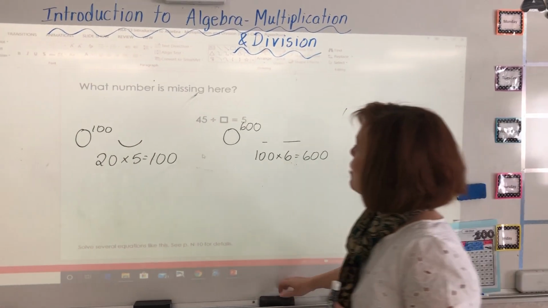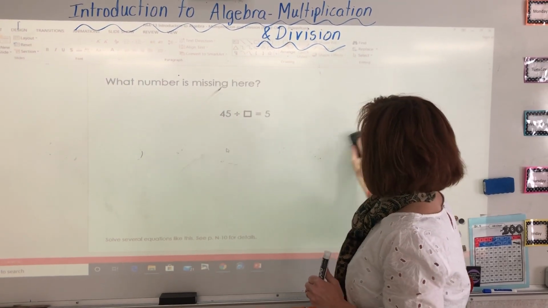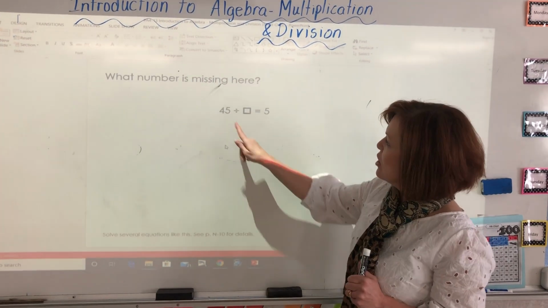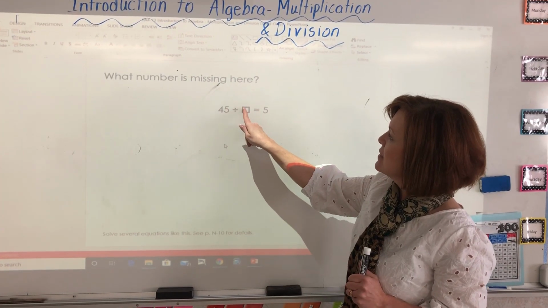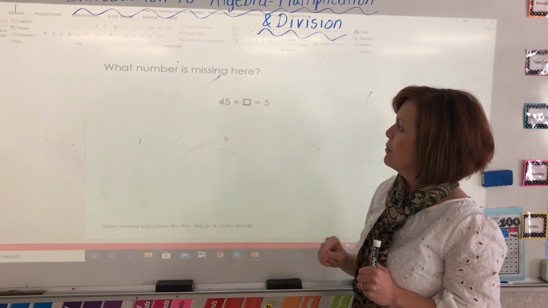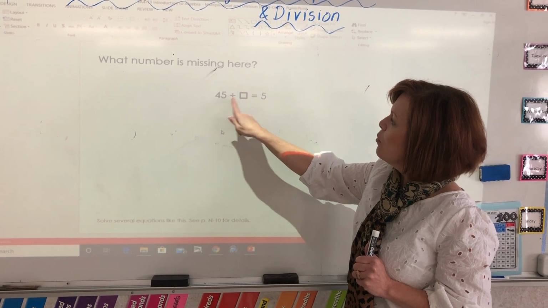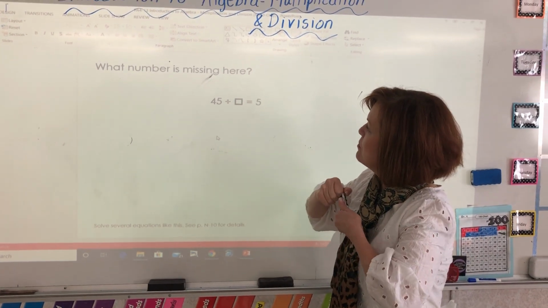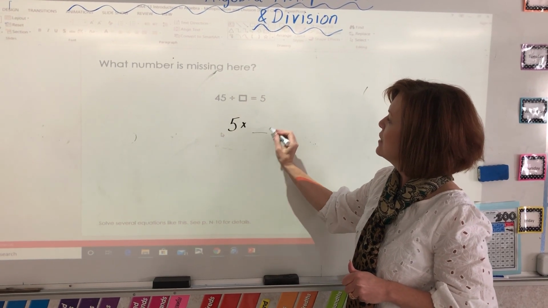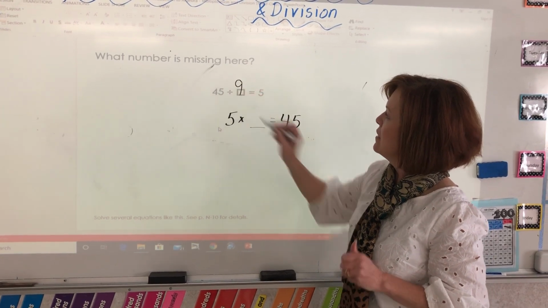All right, now in this question, they put the algebraic symbol or the missing number second. This time they're saying 45 divided by something equals 5. So the second number is missing here, not the big number. And so I have to think again, what times 5 equals 45? 5 times what equals 45? And you all know that that is 9.